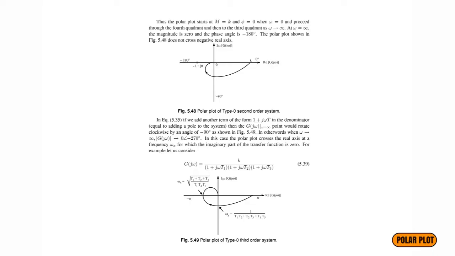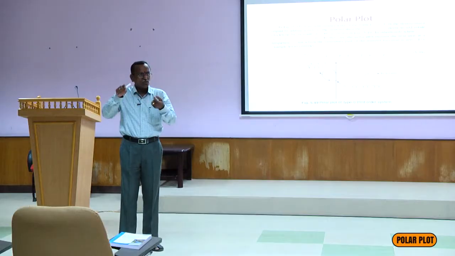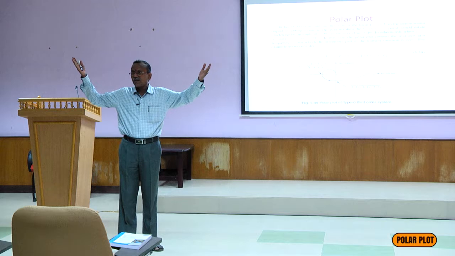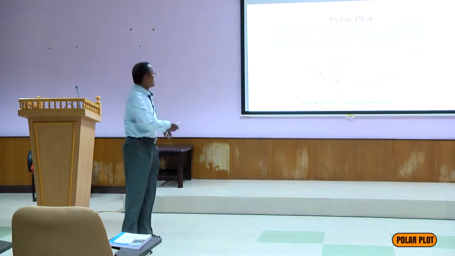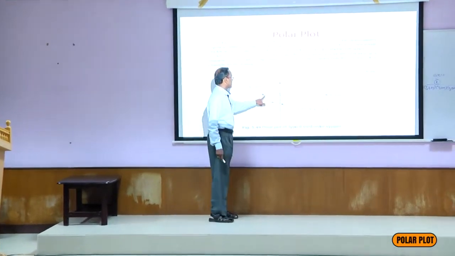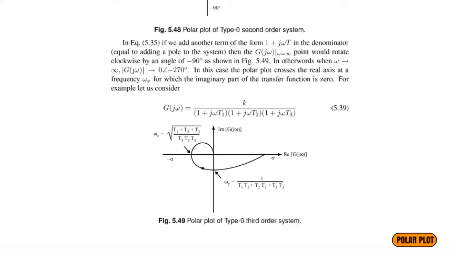Another thing: while drawing a polar plot, it is very important to find where it intersects the real axis and the imaginary axis. Otherwise, it is very difficult to select the coordinates. We have to select some values of omega to draw the polar plot, but the range is from 0 to infinity. How to select them? It is very difficult. That's why we have to find where it intersects the negative or positive real axis, and where it intersects the imaginary axis.